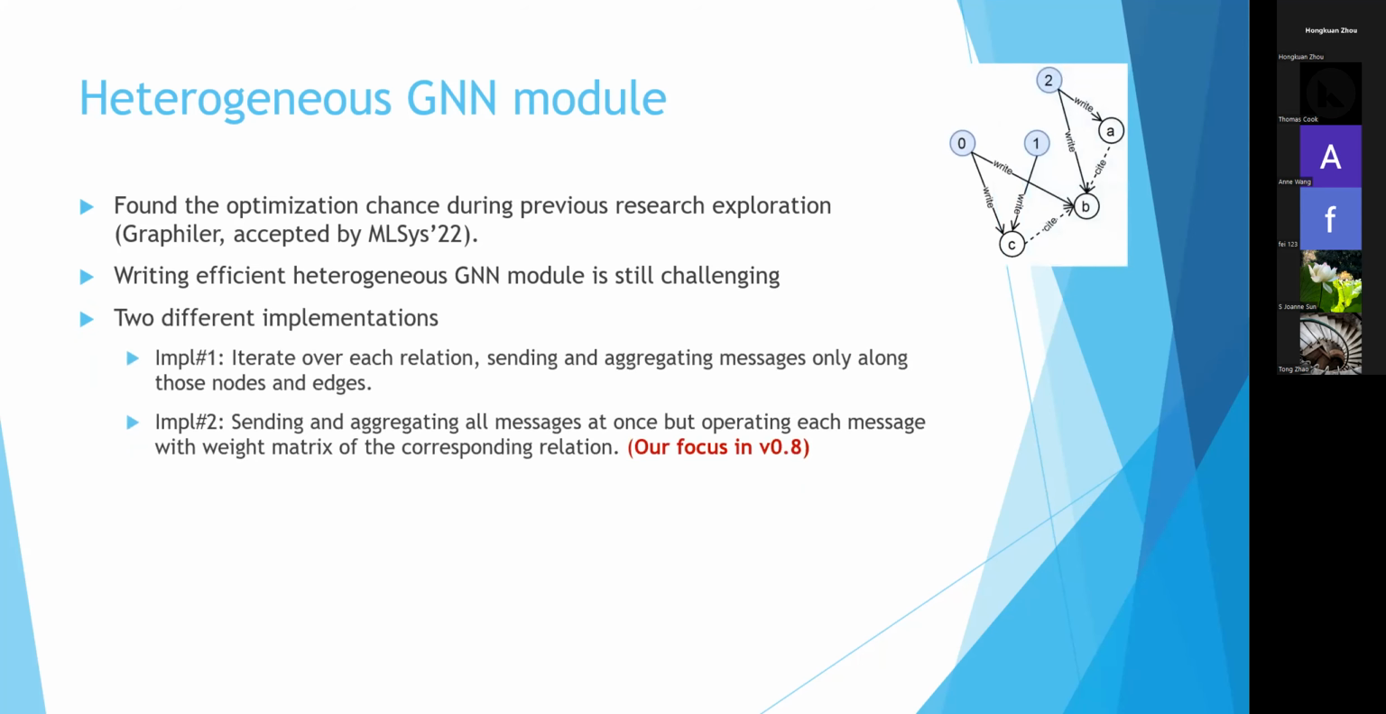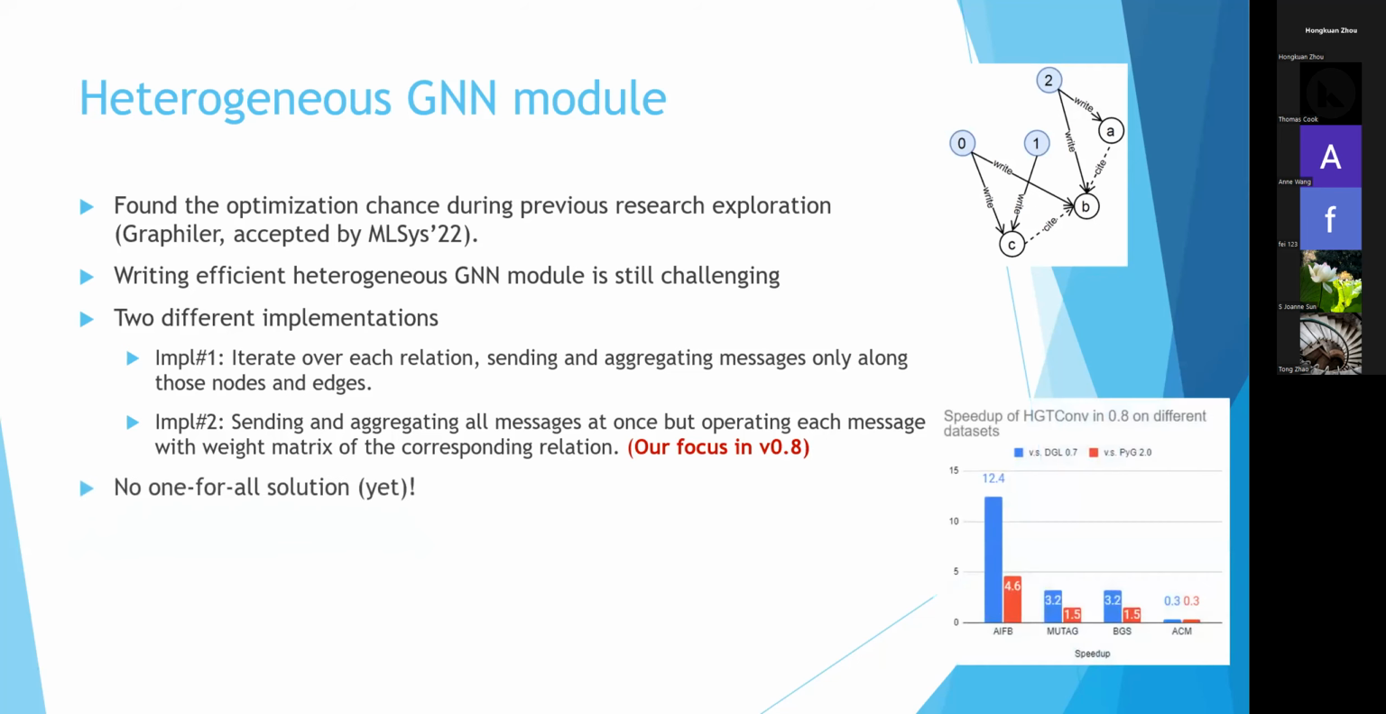Right now in DGL, there are two implementations. One implementation iterates over the adjacency matrix of every relation, sending and then aggregating messages only along those nodes and edges. For example, on your right-hand side, you can see a heterogeneous graph. For the first implementation, we first send messages along one relation, and then send messages along the other relation. The other implementation sends and aggregates all messages at once, to achieve better batching efficiency. But you need to operate on each message with different weight matrices. This is the focus of 0.8, so we provide this typed linear for these purposes.